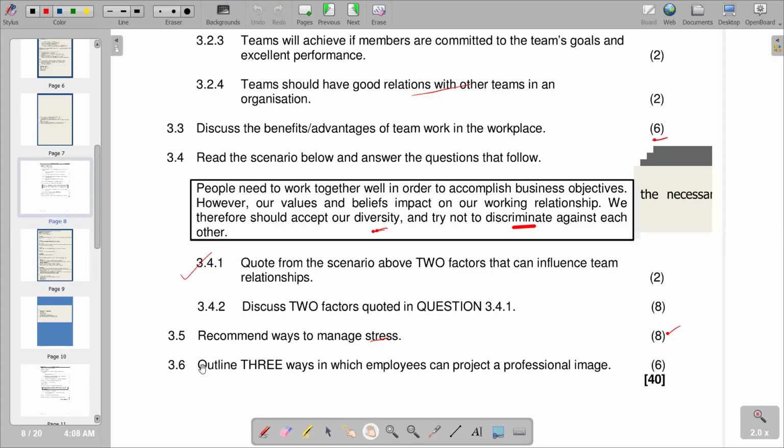We have the last part, which says outline 3 ways in which employees can project a professional image. But basically, the first step is for us to understand what a professional image is, so that we can come up with the 3 ways in which employees can project a professional image. So basically, we are saying a professional image is the art of displaying yourself.